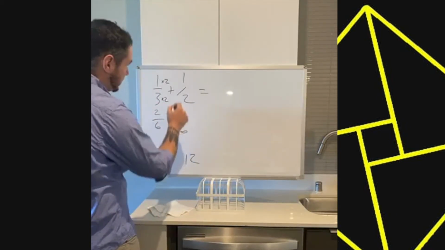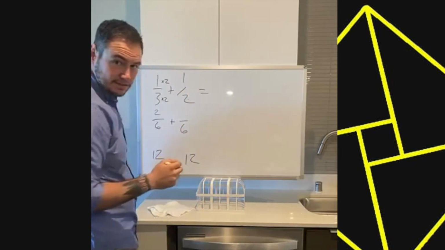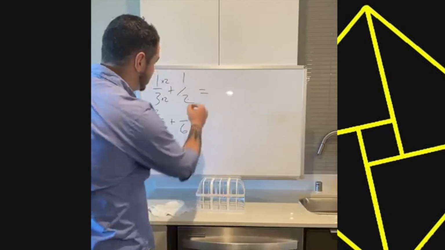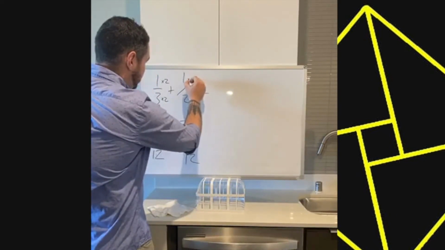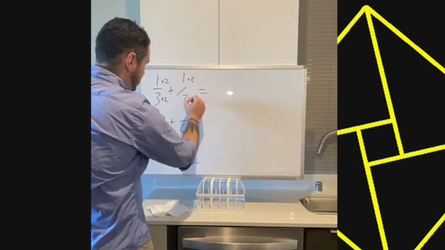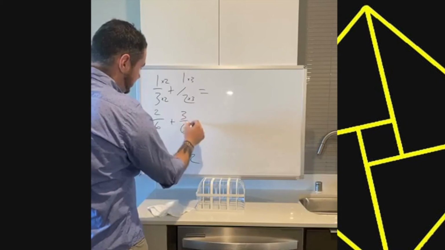Plus, what is 2 times, or how do we turn 2 into a 6? We multiply it by 3. So 2 times 3. And whatever you do to the bottom, you want to do to the top. So 2 times 3 is 6. 1 times 3 is 3.